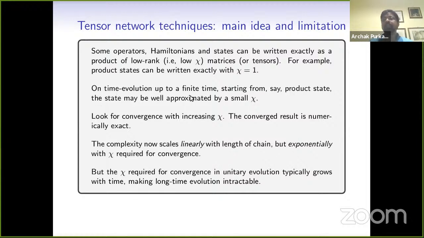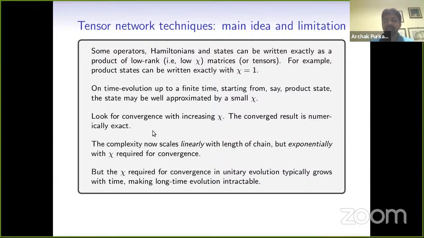Now on time evolution, starting from a product state, up to a finite time, the state may still be well approximated by a small chi. Okay. So what we do, the usual trick, is that you choose a value of chi, do the evolution, and then increase the value of chi, and again do the same evolution, and then look for convergence like this. Okay. And if you can converge, the converged result is numerically exact.